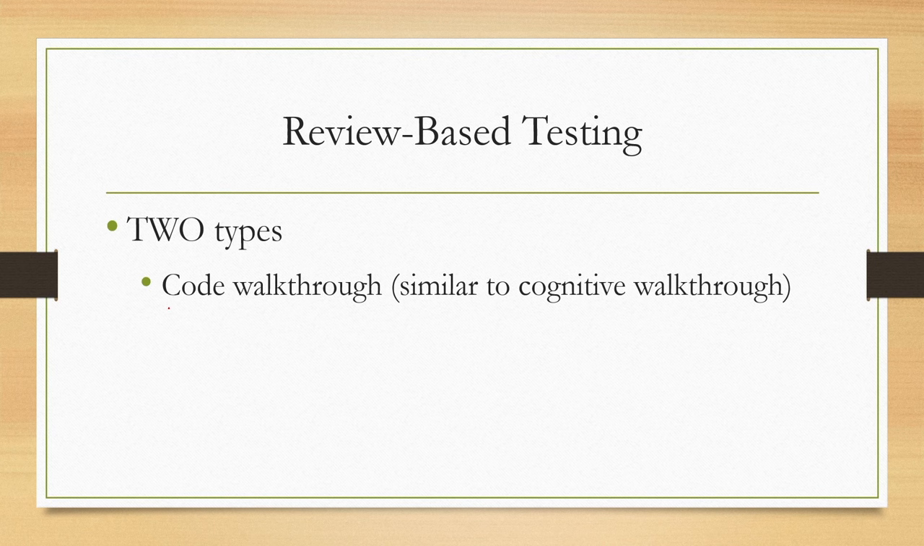One is code walkthrough. Now, this is similar to the cognitive walkthrough method that we have learned earlier while discussing evaluation of prototypes. What we have discussed there? That in cognitive walkthrough, we have a small team of evaluators between 3 to 5 members. Each member is given a use case scenario and they are asked to identify usability issues while trying to use the prototype for the particular use case given. At the end, each of them produces a report which the evaluator combines and determines the major usability issues.